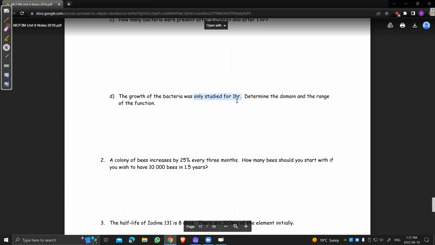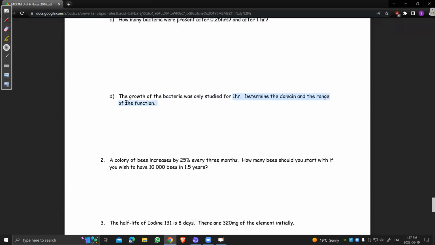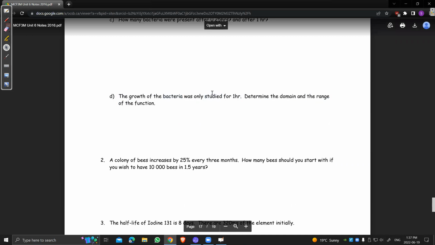This question was asking us for 1 hour. That means the domain is t is between 0 and 60 minutes. And the range is whatever the population was for 1 hour. But usually they will ask you for the function, okay?